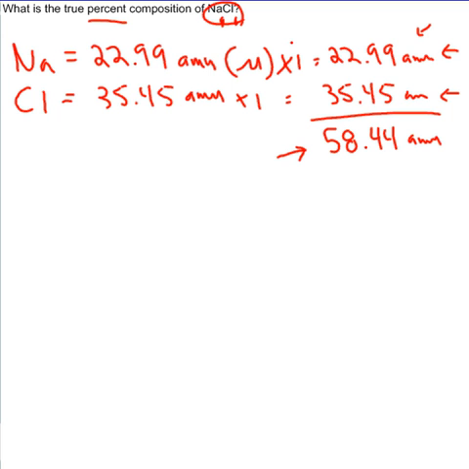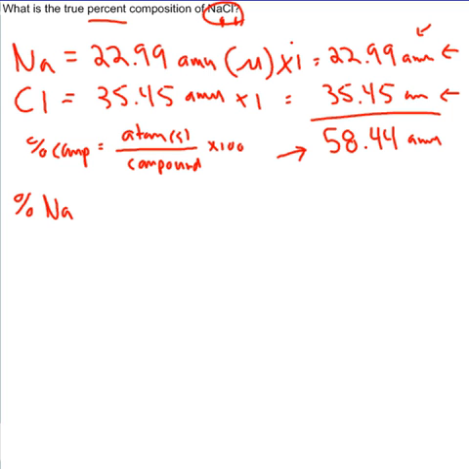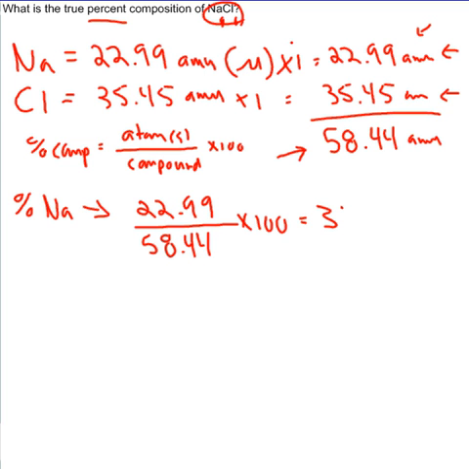So to figure out the percent of this compound that's sodium, we use the formula: percent composition equals the atom or atoms over the compound weight, times 100. In this case, sodium is going to be 22.99 all over the total compound of 58.44. Times that by 100. All percents are a fraction times 100, and you get 39.33%. So almost 40% of sodium chloride by weight is sodium.